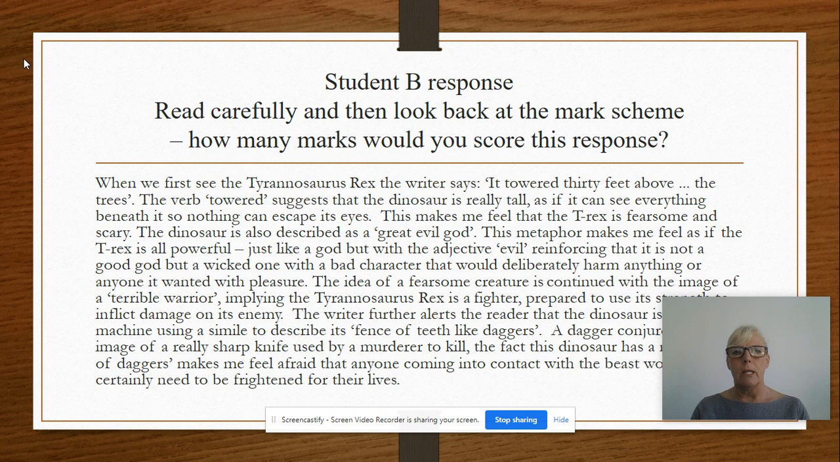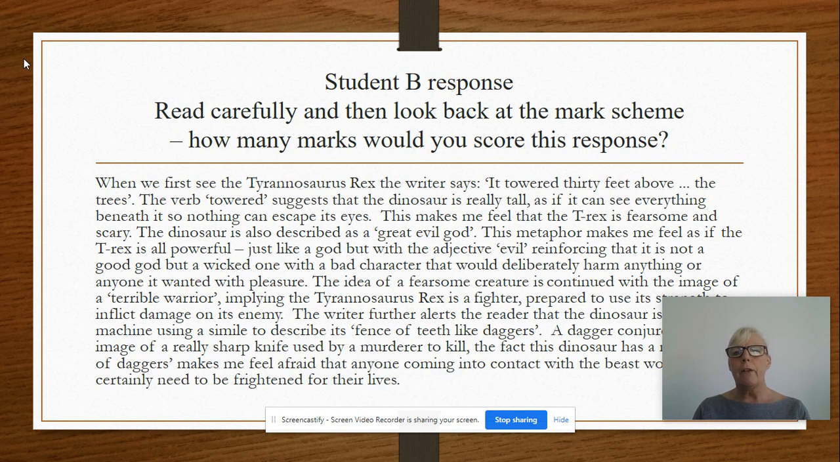The dinosaur is also described as a great evil god. This metaphor makes me feel as if the T-Rex is all-powerful, just like a god, but with the adjective evil reinforcing that it is not a good god, but a wicked one with a bad character that would deliberately harm anything or anyone it wanted with pleasure.